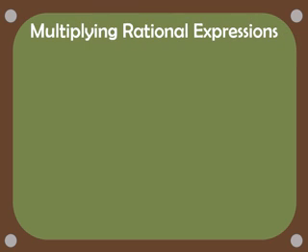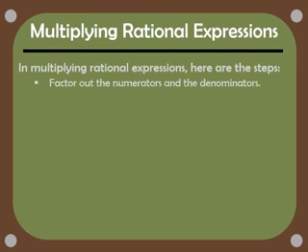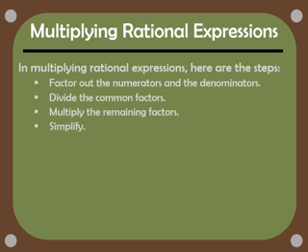So in multiplying rational expressions, we have the following steps. Step 1. Factor out the numerators and denominators. Step 2. Divide the common factors. Step 3. Multiply the remaining factors. Step 4. Simplify if possible. So we need some examples.